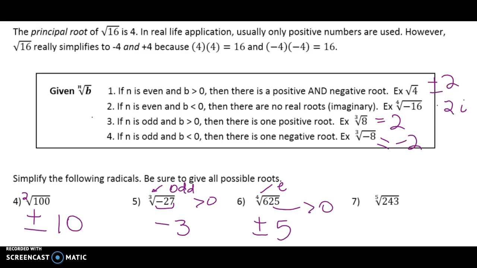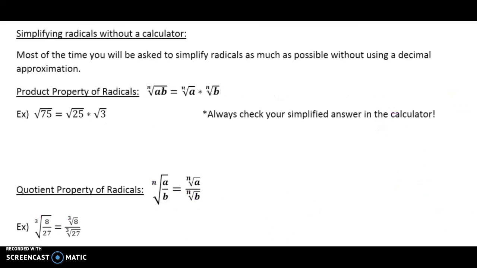Last one, the index is odd, so we're going to have one answer. 3. And that's greater than 0, so it's going to be positive. So that matches the sign inside. And the cube root of 27 is 3. Okay, got it.